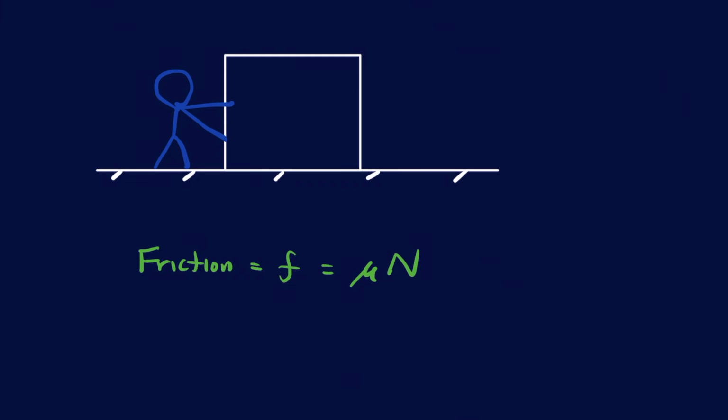So friction equals a friction constant, which is this symbol right here. This is a Greek symbol called mu, multiplied by the normal force. Now, if you want to learn more about the normal force, then watch this other video. So let's say the box has a mass of 15 kilograms, and the friction coefficient between the box and the surface is 0.4.